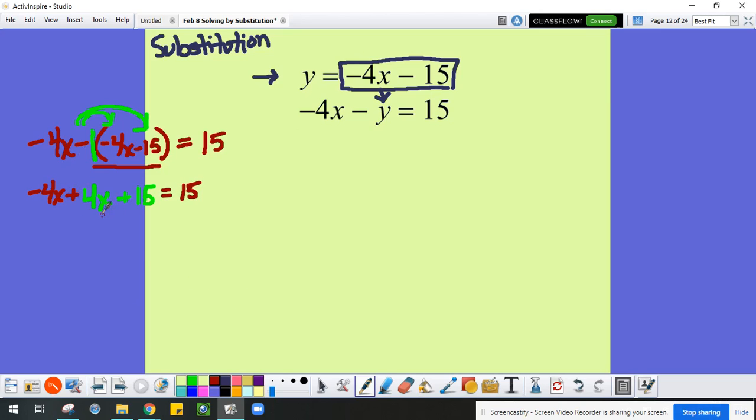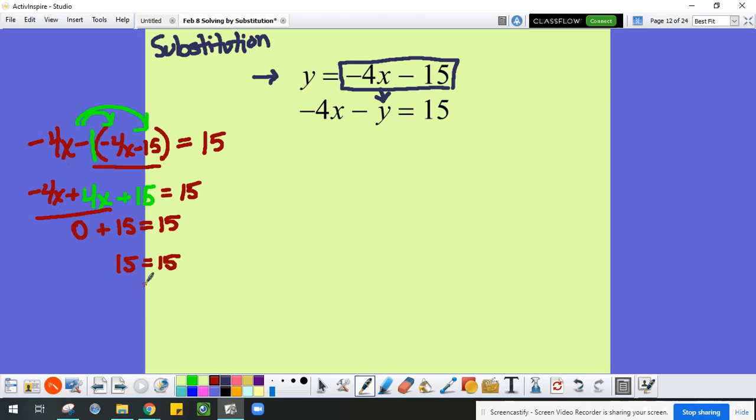Now, here's the deal. I have negative 4x plus 4x on the same side of the equal sign. So I'm going to combine those together, and that's actually 0. So 0 plus 15 equals 15. What's 0 plus 15? 15 equals 15. Now, that's true, but I lost my x right here, it canceled itself out.